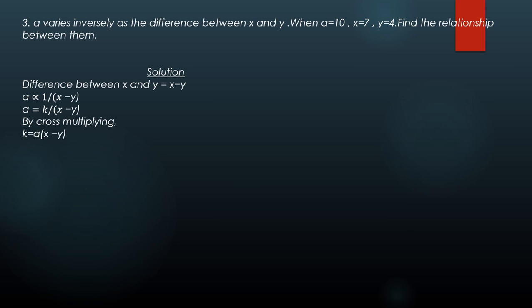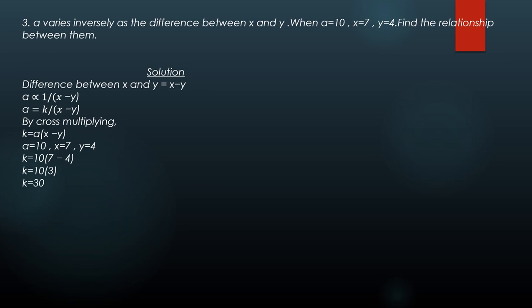And then we have our a to be 10. Okay, let's put in our k value. We have this. So okay, let's cross multiply. Gives me k equals a into bracket x minus y. Here I can just easily chip in my values and get my k directly without having to do any further simplification. So a equals 10, x equals 7, y equals 4.